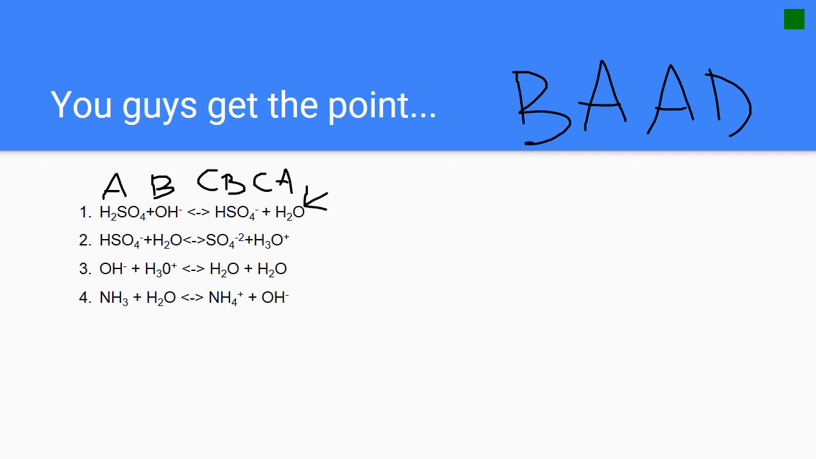So in number 2, it's HSO4 minus plus H2O produces SO4 2 minus plus H3O plus. The HSO4 minus is the one that's donating the hydrogen, so it is the acid. And the H2O is the one that's accepting the hydrogen, so it is the base. Now, if you look at the other side, the H3O plus is the one that's donating its hydrogen, so it would be the conjugate acid. And the SO4 2 minus, as a result, would be the conjugate base.